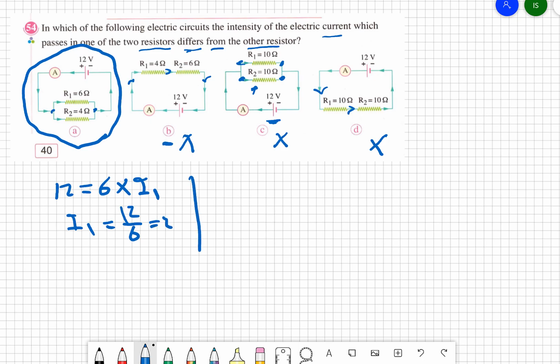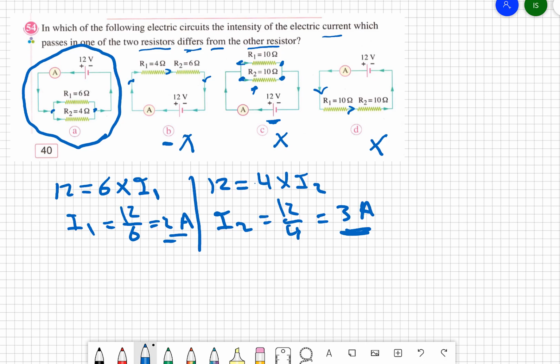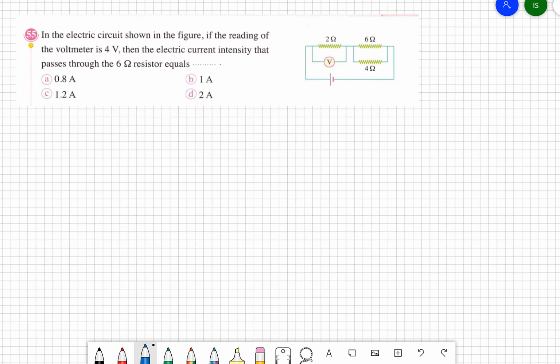To calculate the current in the lower wire, 12 equals 4 times I2. So I2 equals 12 over 4, which equals 3 amps. As you see, the current is different. Let's go to the next.